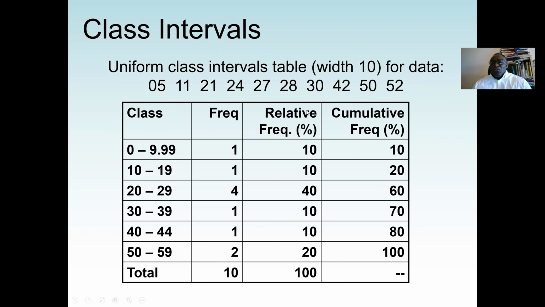Next we find the relative frequency. 1 divided by 10 is 10%, or 0.1. The next ones are 0.1, 0.4, 0.1, 0.1, 0.2. When you add them all together, you should get 1, or 100%. Cumulative frequency means we add the previous value. So first we start with 10. The next is 20 because we have the present 10 plus the previous 10. The next is 60 because we have the previous 20 plus the present 40. Then 60 plus 10 is 70, 70 plus 10 is 80, and 80 plus 20 is 100.